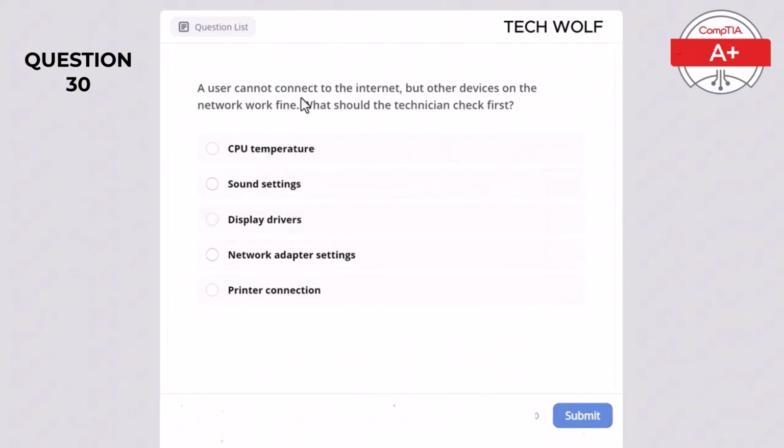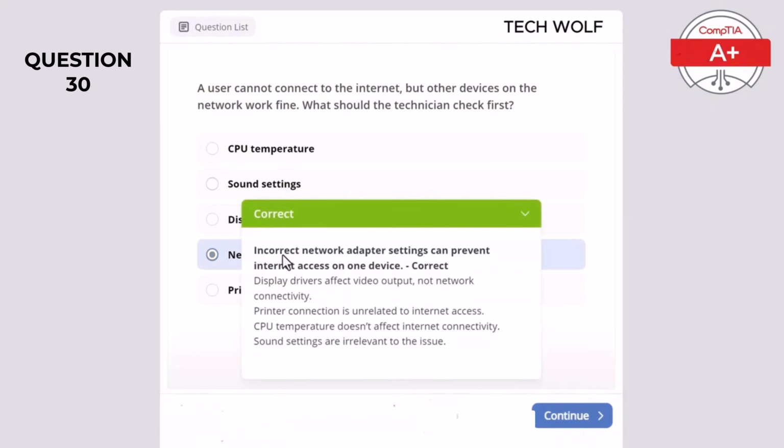A user cannot connect to the internet, but other devices on the network work fine. What should the technician check first? CPU temperature, sound settings, display drivers, network adapter settings, or printer connection. And correct answer here is network adapter settings. Incorrect network adapter settings can prevent internet access on one device.